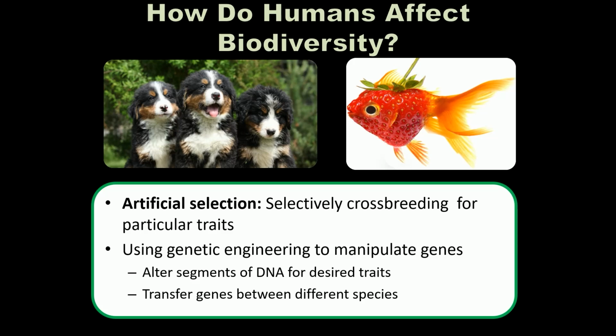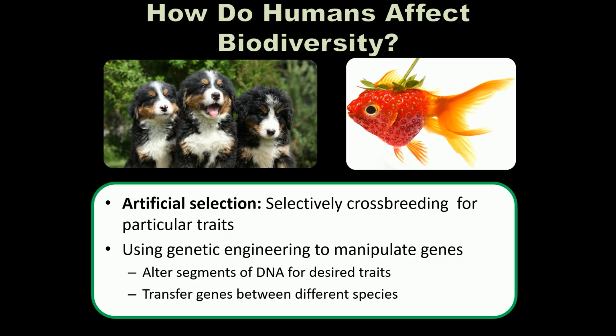So, how do humans affect biodiversity? Well, we've discussed a few different mechanisms, but two that we haven't really jumped into are artificial selection and the use of genetic engineering. Both of these are mechanisms for altering the genetic composition of a population to create traits that are more desirable for human usage.